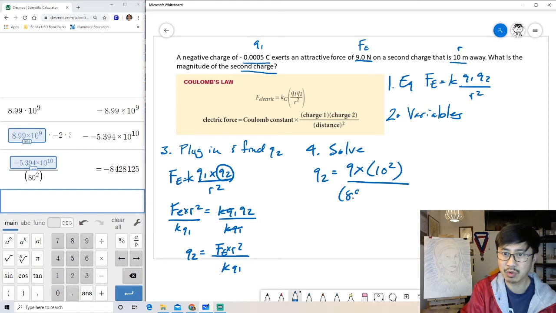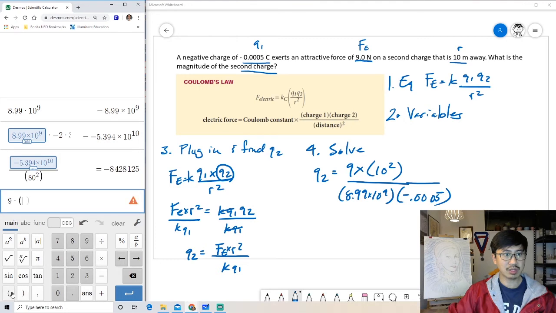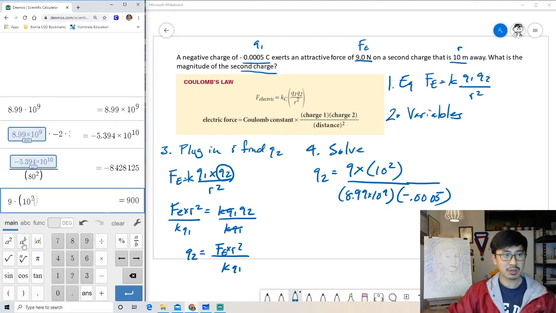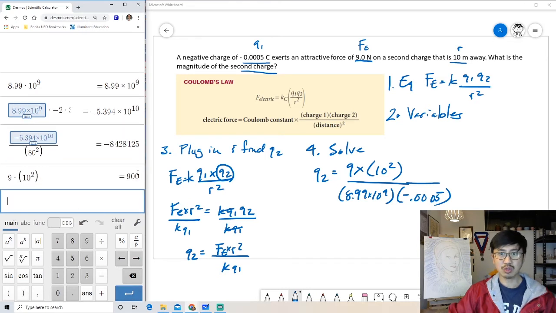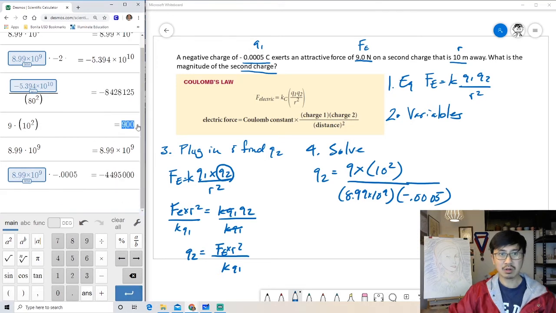K is 8.99 times 10 to the 9, times Q1, and my Q1 is negative 0.0005 coulombs. Okay, all I got to do is plug in. So let's do that. So 9 times, I'm going to do parentheses, 10 squared, close parentheses. Good. So that's my numerator. And then my bottom part is going to be 8.99 times 10 to the 9th, times negative 0.0005.